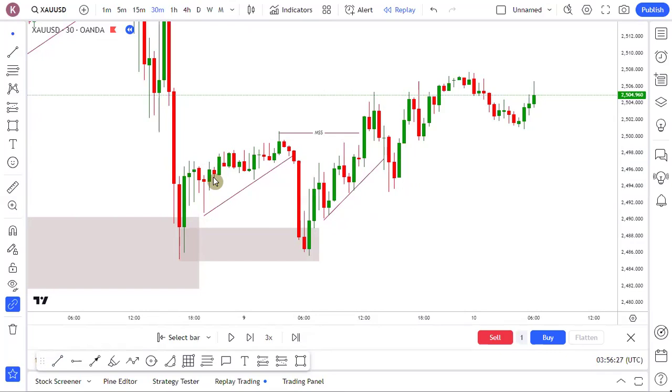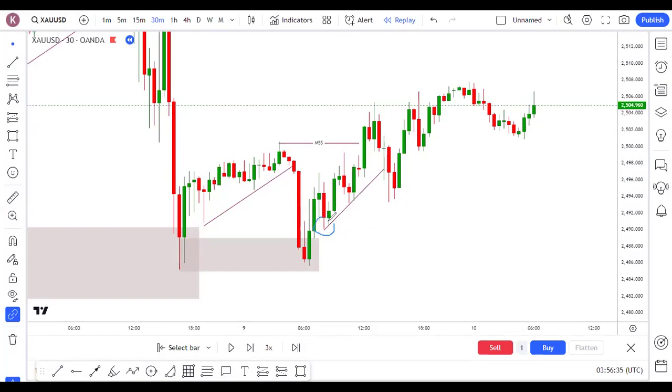So we had this first touch here. First touch, second touch. Okay, second touch was this one. So we expected price to actually come down to this third touch, and we can clearly buy for those people who trade trend lines.